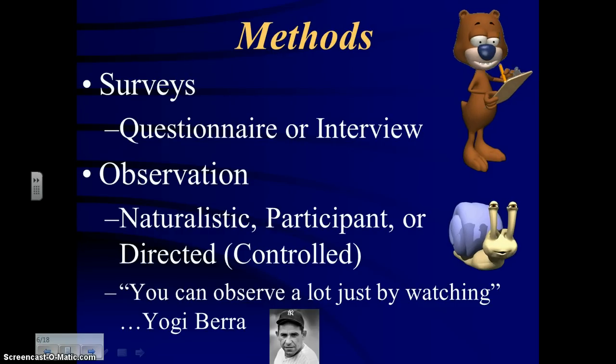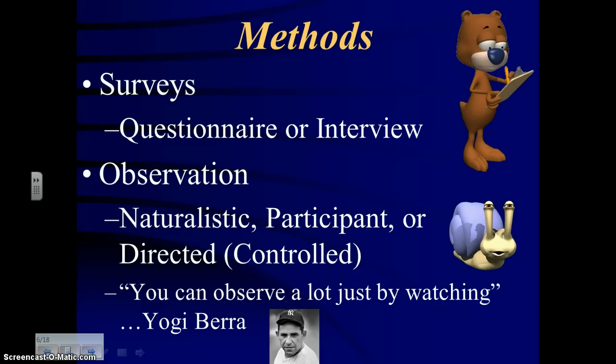Observation. Now, when we talk about observation, this is used a lot in the social sciences. There's three basic types. Naturalistic observation. And that's where you observe someone in their own natural habitat, their own natural setting, without their knowledge. So they don't know you're watching, and everything they do is totally natural because they don't realize that anybody's checking them out, so to speak.